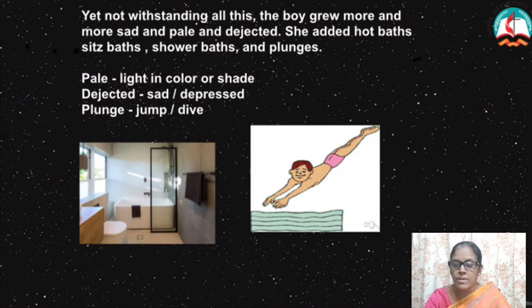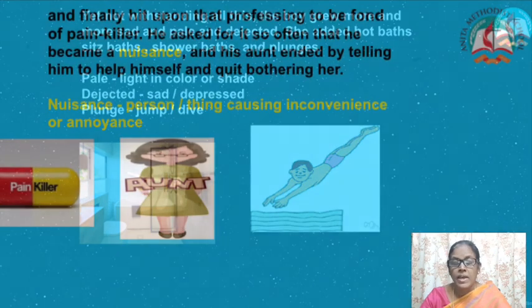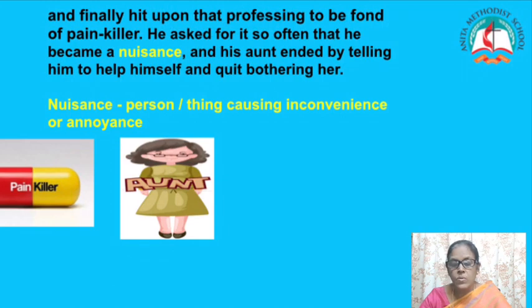She added hot baths, shower baths, and plunges. But nothing could change. What do you mean by pale? Light in color or shade. Dejected, depressed. Plunge means dive into water. And she even began to assist the water with a slim oatmeal diet.